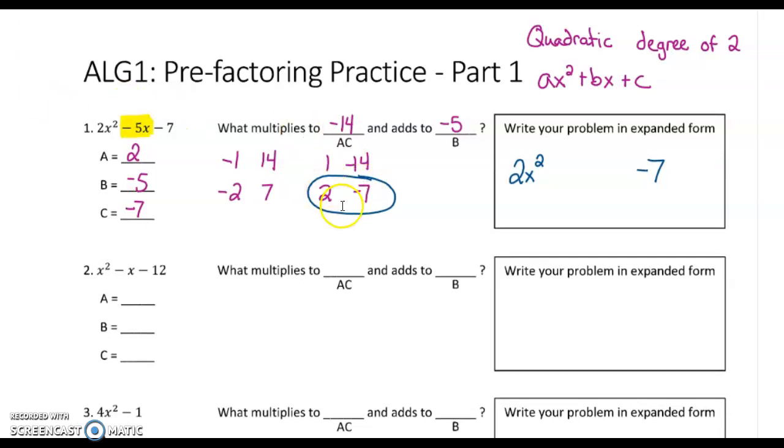Our two numbers were 2 and negative 7. So we're going to have plus 2x, because it was a positive 2, and minus 7x, because it was a negative 7. Although it looks different, plus 2x minus 7x is still the same as negative 5x. So this standard form, 2x squared minus 5x minus 7, is technically the same as this expanded form. It looks different, but its value is the same. So we're learning how to expand it.